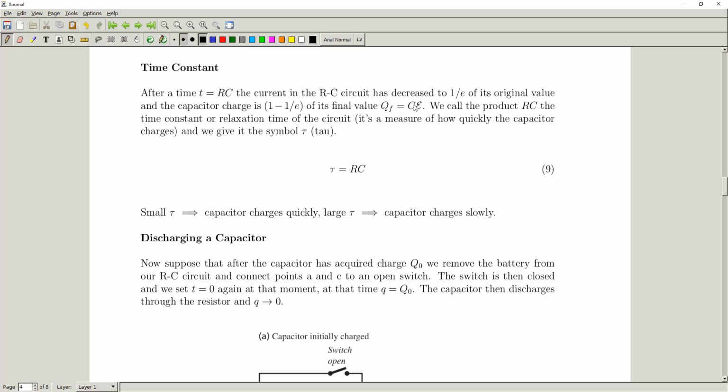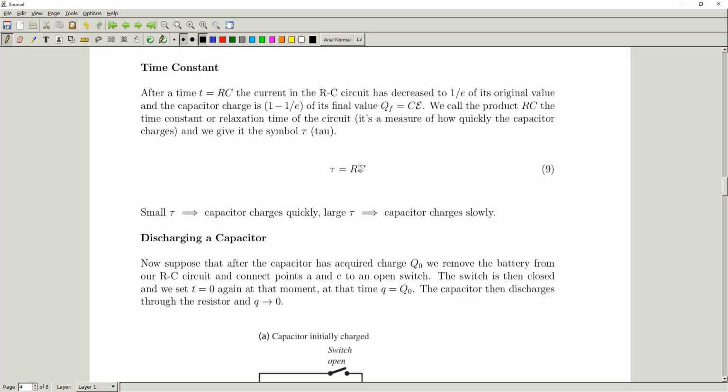We call this product, this RC product, the time constant, or the relaxation time of the circuit, and it's used to measure how quickly the capacitor charges. So we give it the symbol tau, so we set tau equal to RC, and tau tells us how quickly this capacitor is going to charge. A small tau means the capacitor charges very quickly. A large tau means the capacitor charges very slowly.